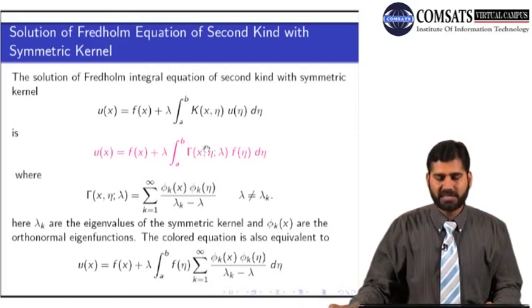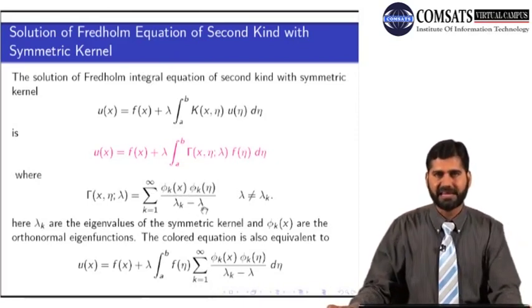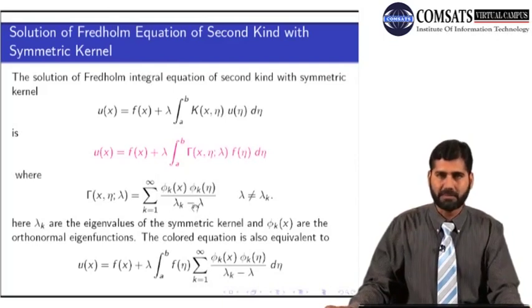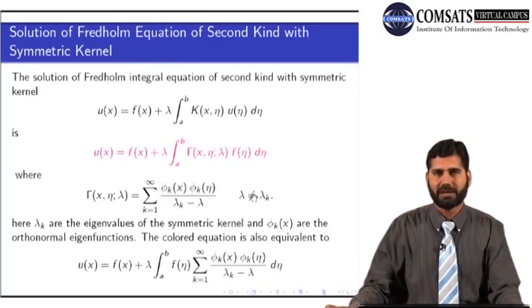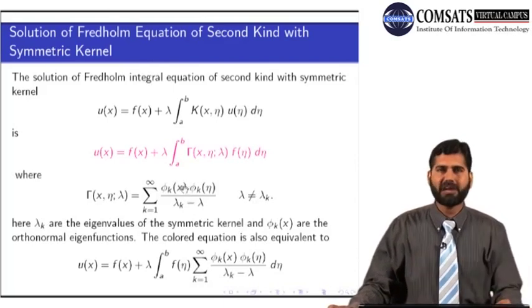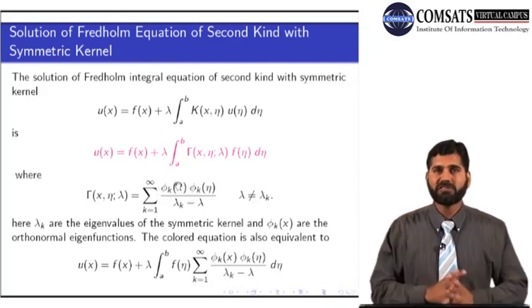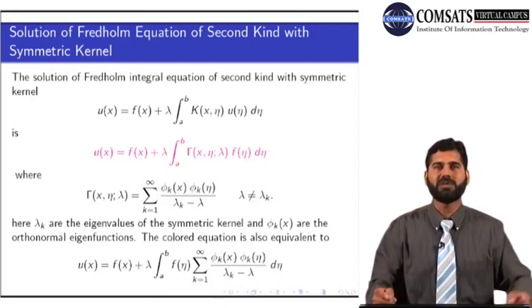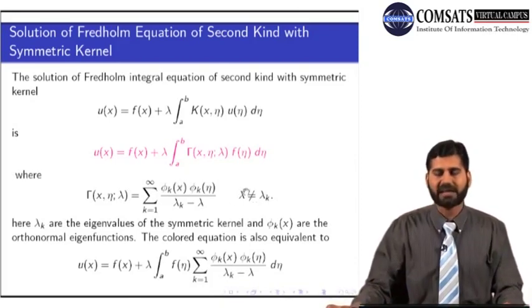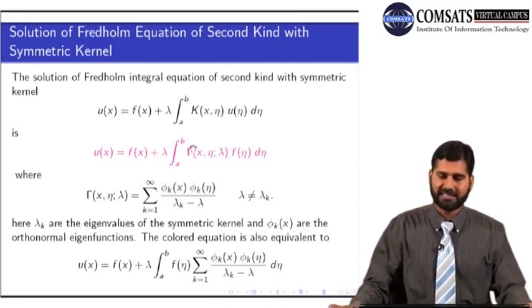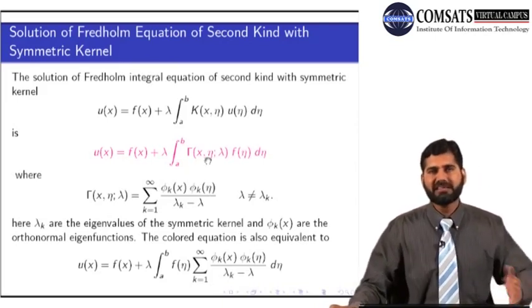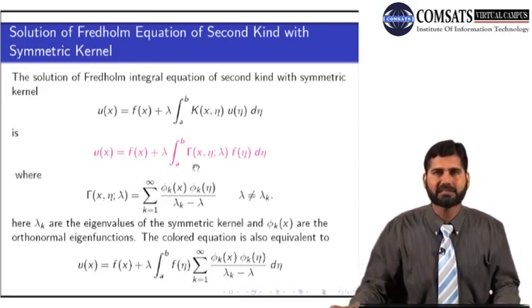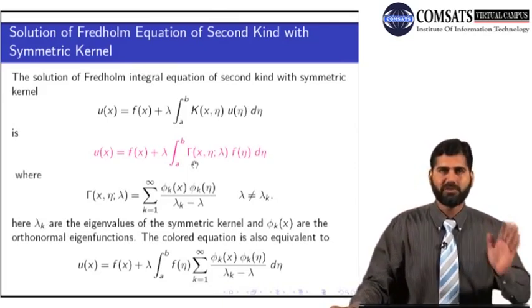What is the resolvent kernel? We said resolvent kernel is the series of eigenfunctions. The same eigenfunctions, phi k(x) and phi k(eta), you multiply and divide by lambda k minus lambda, where lambda is of course not equal to lambda k. If lambda is equal to the eigenvalues, this is not the solution. Proposition 1 of Fredholm alternative says that if lambda is not an eigenvalue, you will get a unique solution. That's why here lambda is not an eigenvalue, and you are getting this unique solution. If lambda is equal to an eigenvalue, we cannot employ this solution for the Fredholm equation. You need to remember this.